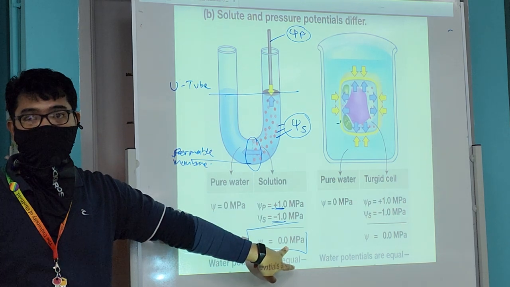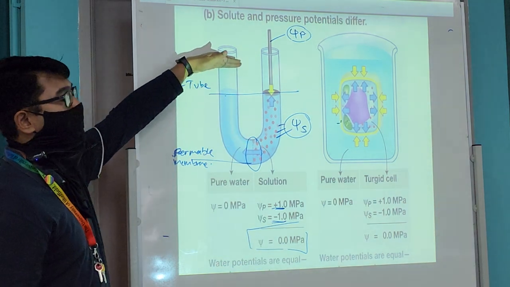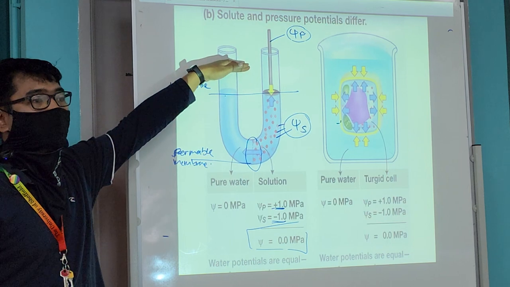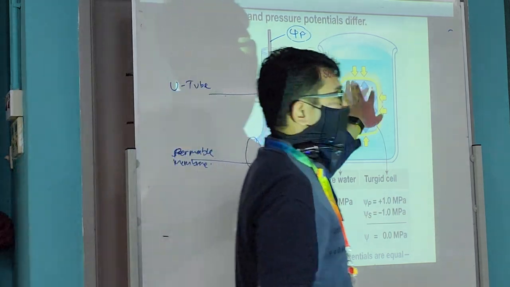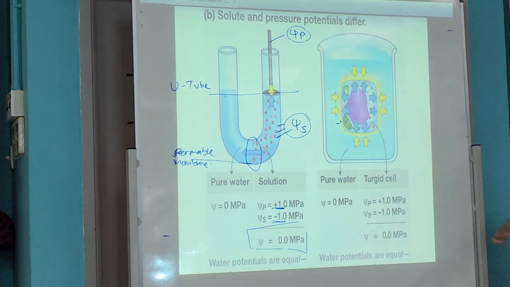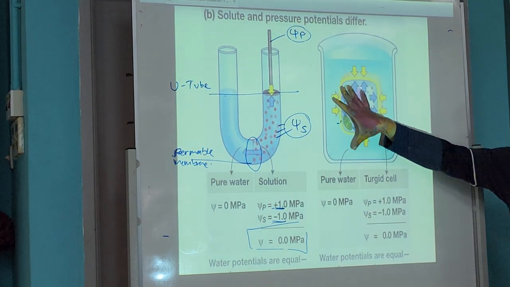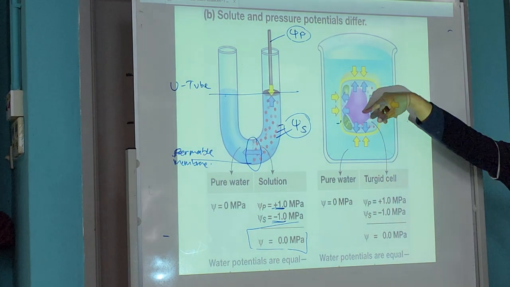Less, more negative, you are going to see water is having more on one side and less on the other side. Okay, right. Look at the second system. This system here is similar as well, but this is cell. This is man-made. This is natural.